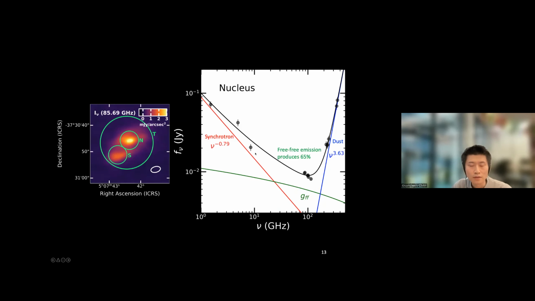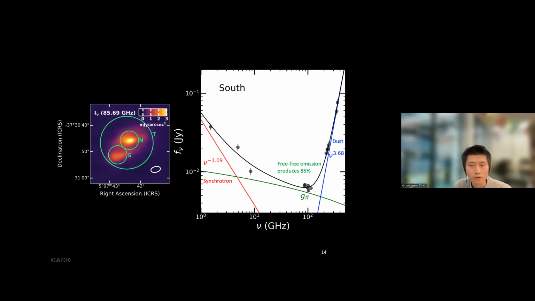If you go to the nuclear region, the emission is not as strongly free-free dominated. The fraction of free-free emission is about 65%. If you go to the southern region, then the fraction comes to 85%. According to this spectral energy distribution analysis, we can confirm that the central region of NGC 1808 is free-free dominated at ALMA band 3 frequency, which means that we can use this free-free emission to calculate star formation rate.